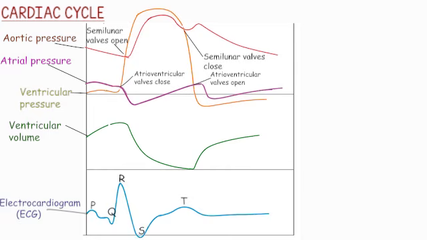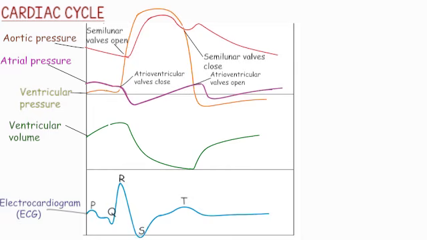So that is the cardiac cycle graph explained. If you do not understand it, please go back and rewatch it as many times as you can until it finally clicks. The important thing to understand here is that electrical activity causes mechanical activity, and mechanical activity causes pressure changes, and these pressure changes determine when the valves open and close. The valves control the direction of blood flow, and the ventricular volume changes throughout the cycle.